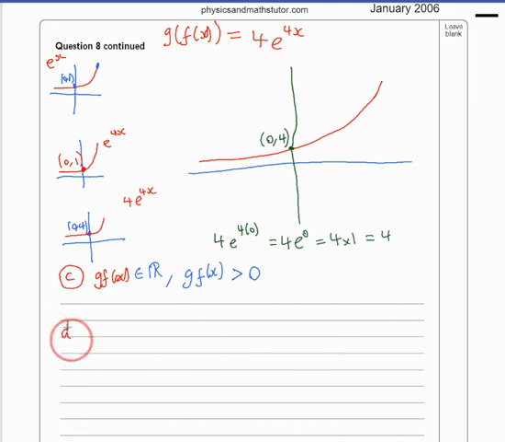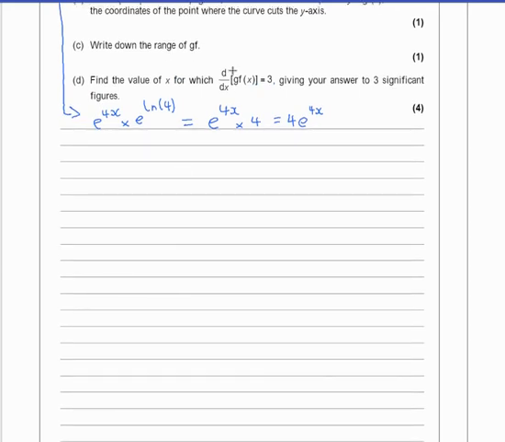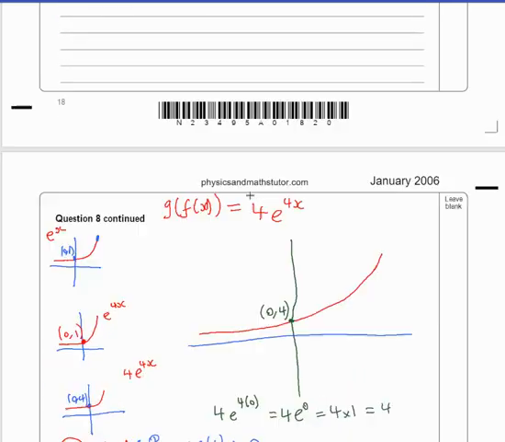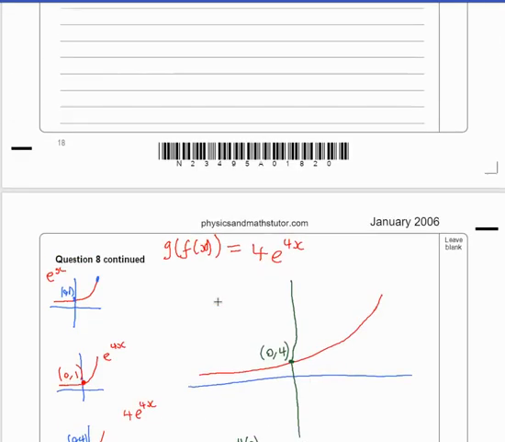And then part D, what are they asking us for? Find the value of x for which d/dx of g of f of x equals 3, giving your answer to 3 significant figures. So we need to differentiate g of f of x. We need to differentiate e to the power of 4e to the power of 4x. So the derivative of 4e to the power of 4x, and we want that to equal, what was it they said?